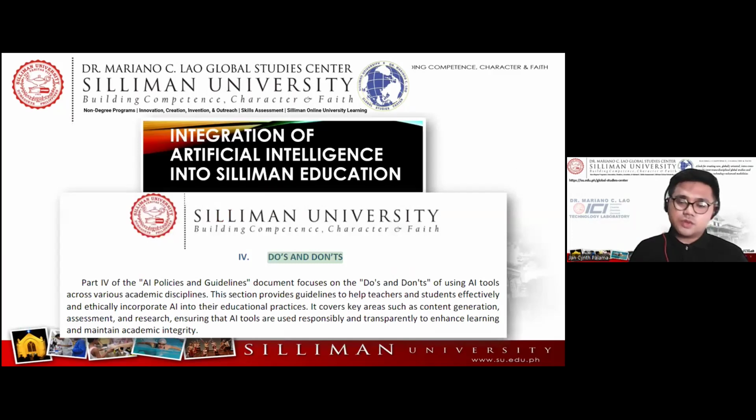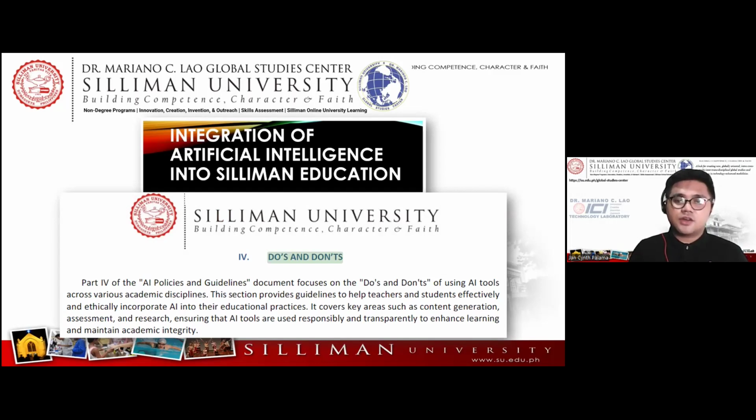And for those of you who haven't yet reviewed the implementing guidelines of Silliman University, here's part 4 of the guidelines. Part 4 of the artificial intelligence policies and guidelines of Silliman focuses on the do's and don'ts of using AI tools across various academic disciplines. This section provides guidelines to help teachers and students effectively and ethically, take note, ethically incorporate AI into their educational practices.